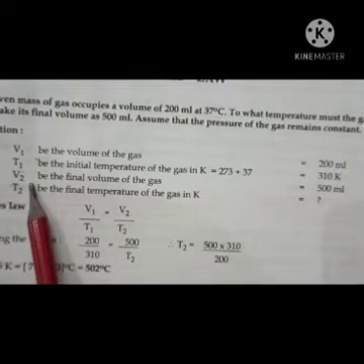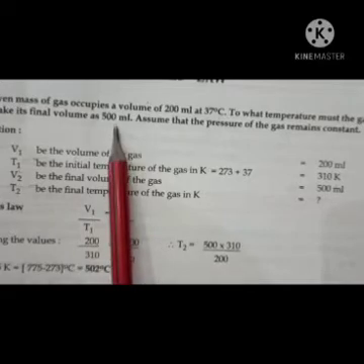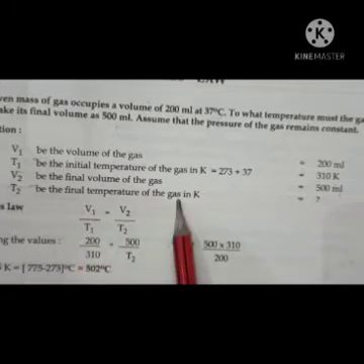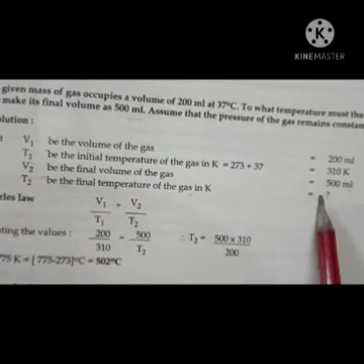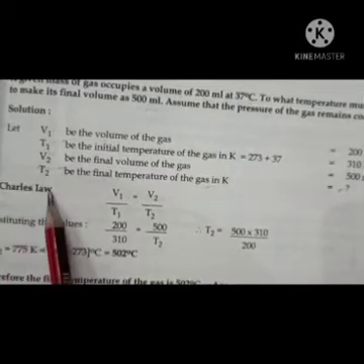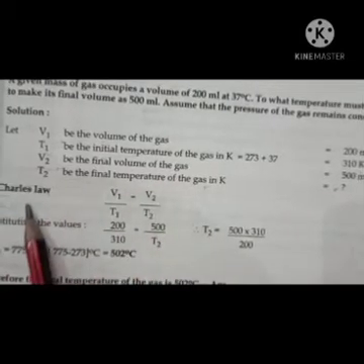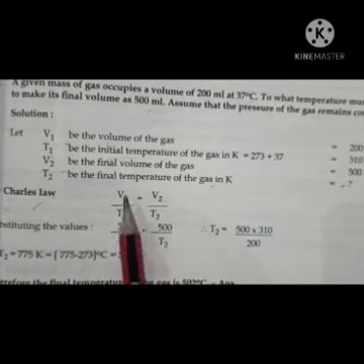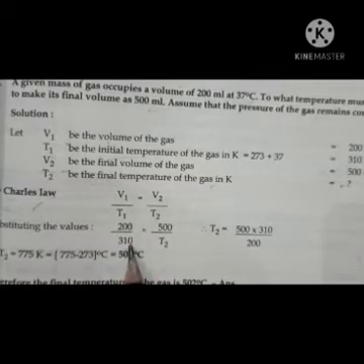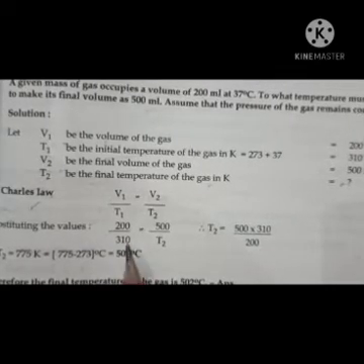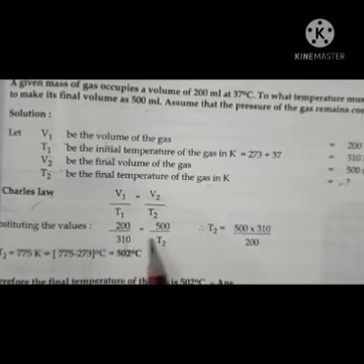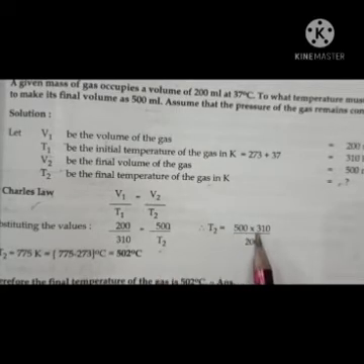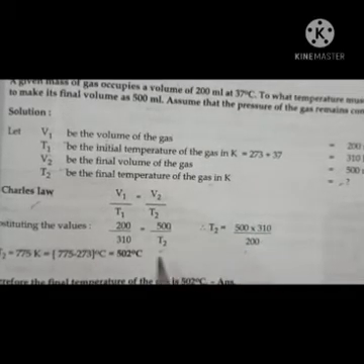And the final volume is 500 ml. So you write down here V2 is equal to 500 ml, and the final temperature you have to find out in Kelvin, so you write a question mark. Now according to Charles law, because your pressure remains constant, you will apply Charles law: V1 upon T1 is equal to V2 upon T2. Put the values. V1 is given 200 ml, and T1 is given 310 Kelvin, while V2 is 500 ml, and T2 you have to find out. So T2 is equal to 500 into 310 upon 200, and what you get?